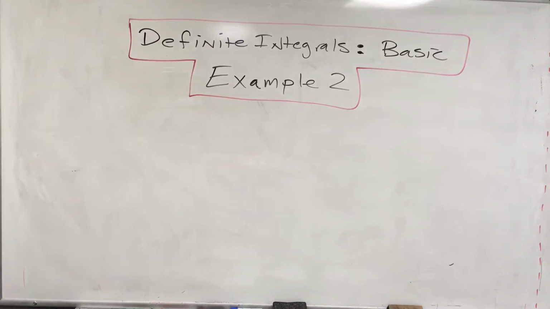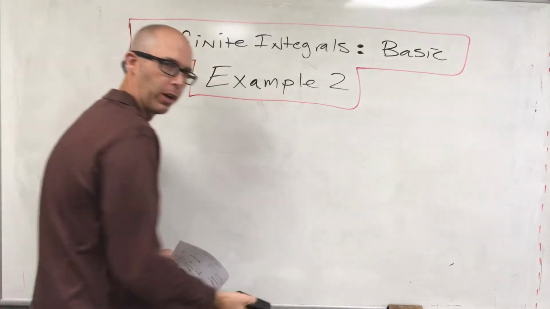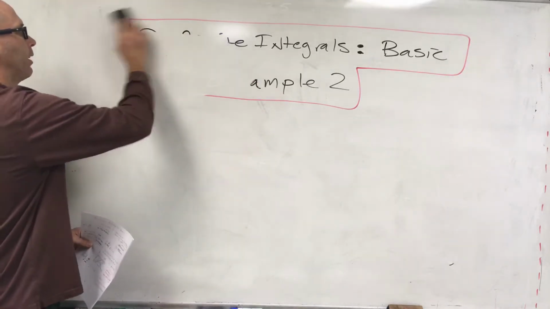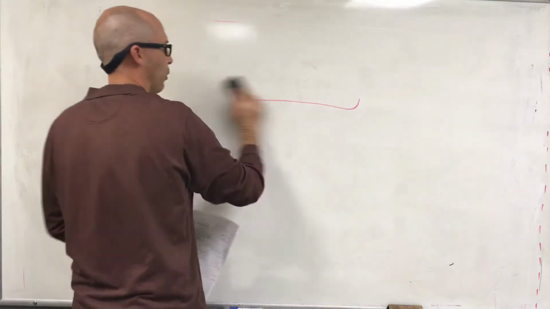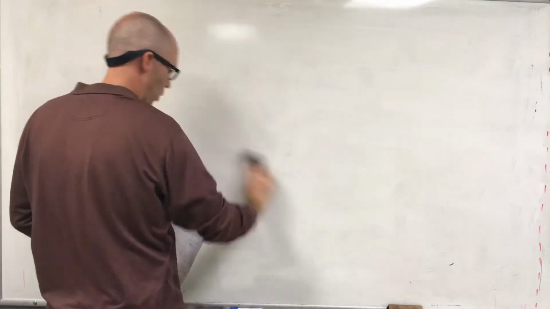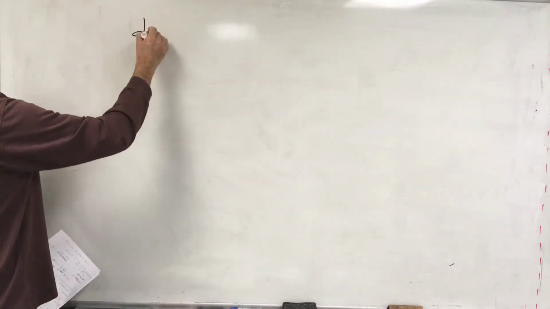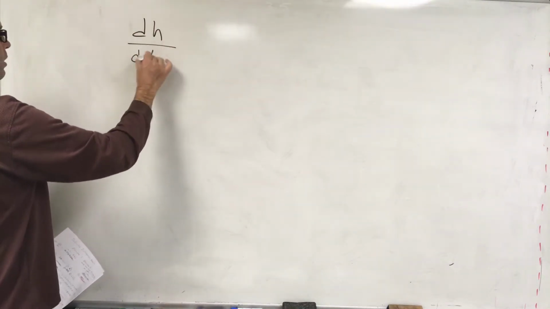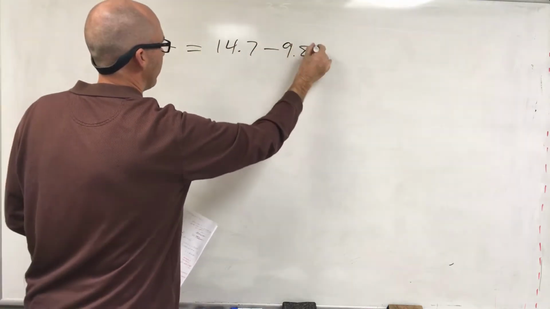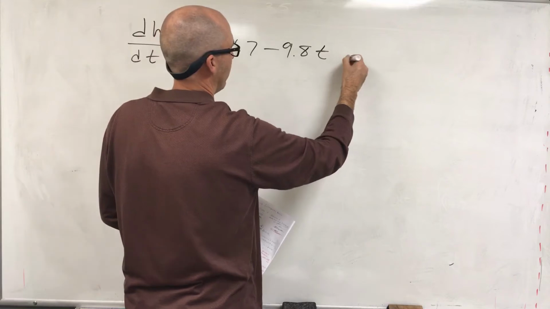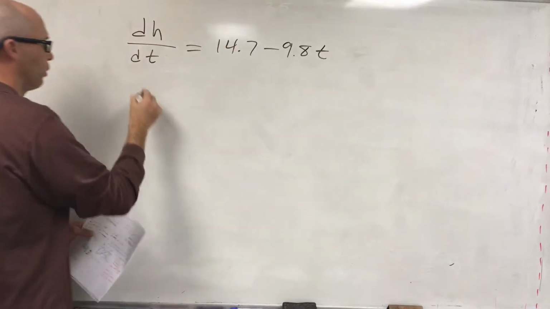Okay, definite integrals basic, example 2. All right, in this example, we're going to solve the exact same problem, but in a different way than we did in example 1. Remember that problem was that dh/dt is 14.7 minus 9.8t, and we want to do two things. What do we want to do?